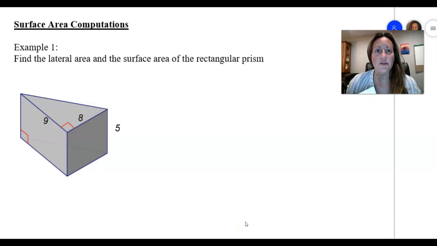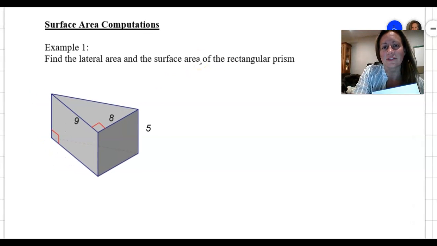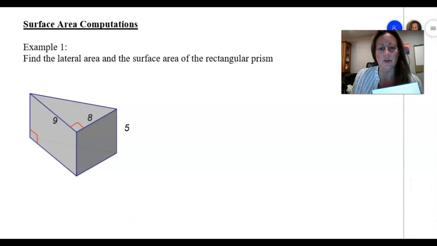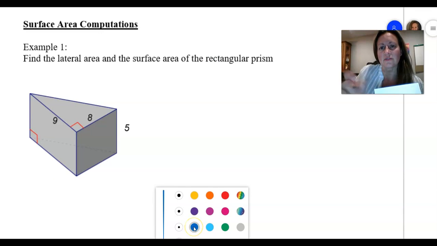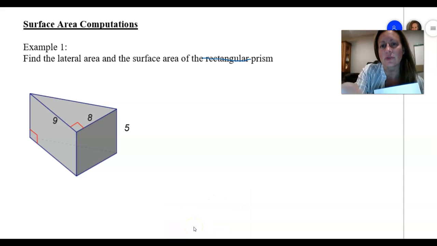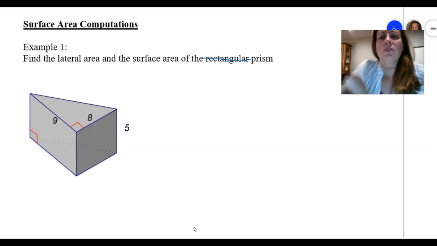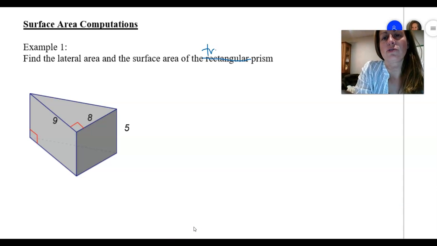Okay, so our first example of actually computing the surface area of a solid we're going to be working on, this is not a rectangular prism, that's a mistake. This is a triangular prism. So you can go ahead and correct that if your notes say rectangular prism. This would be triangular.